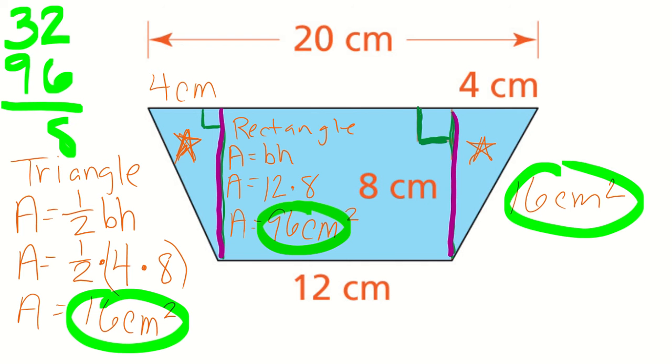Well, 2 and 6 make 8. 9 and 3 make 12. So our answer to the area of this particular trapezoid is 128 centimeters squared.